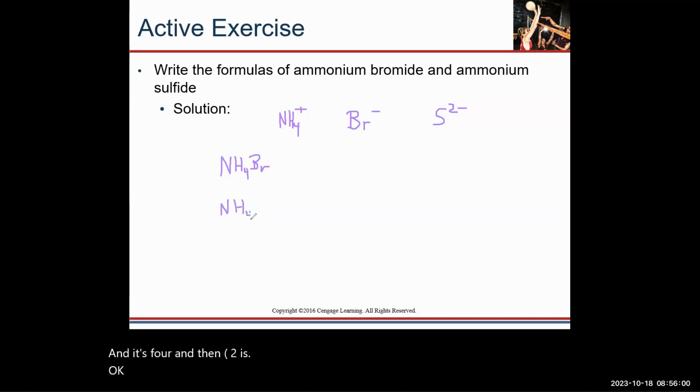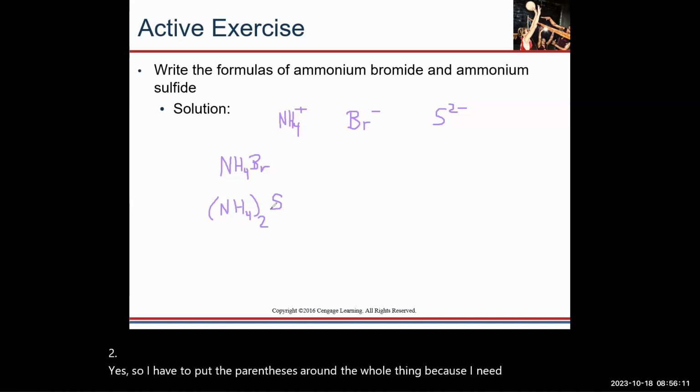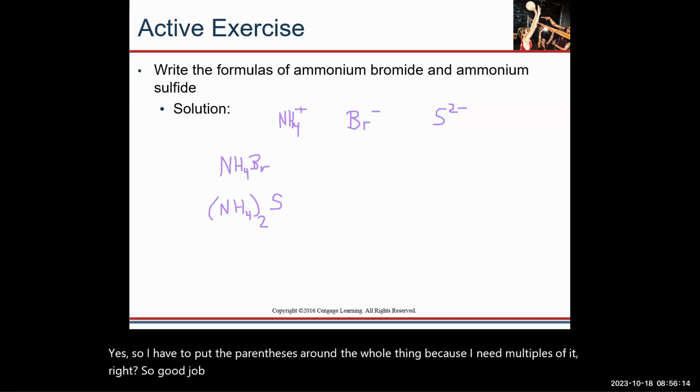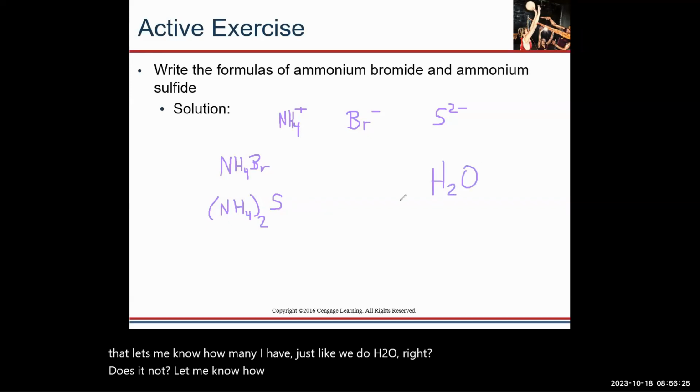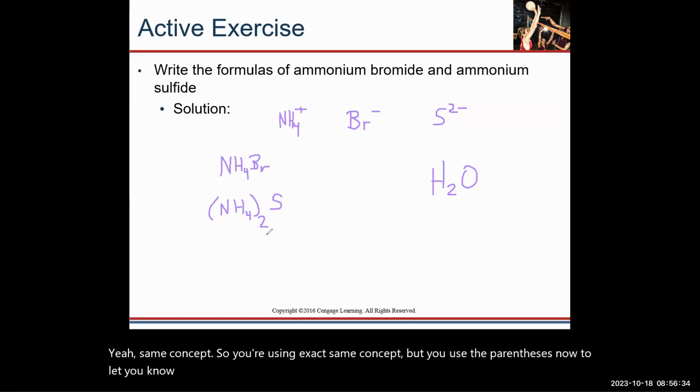Okay. Parentheses 2S. So I have to put the parentheses around the whole thing because I need multiples of it, right? So good job. Why did you put the 2 on the bottom of the parentheses? Because that lets me know how many I have, just like we do H2, right? Doesn't that let me know how many hydrogens I have? Yeah, same concept. So you're using the exact same concept, but you use the parentheses now to let you know that it's the full thing. It's that entire thing that you have to put.